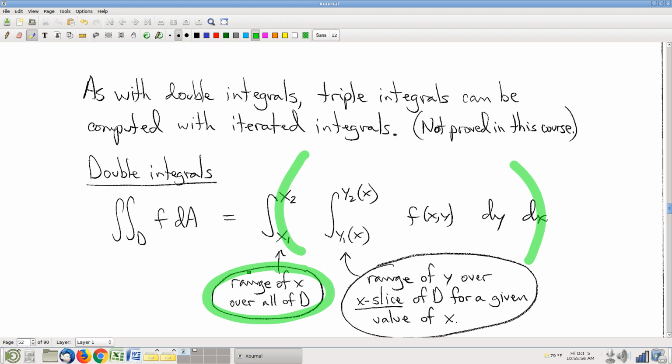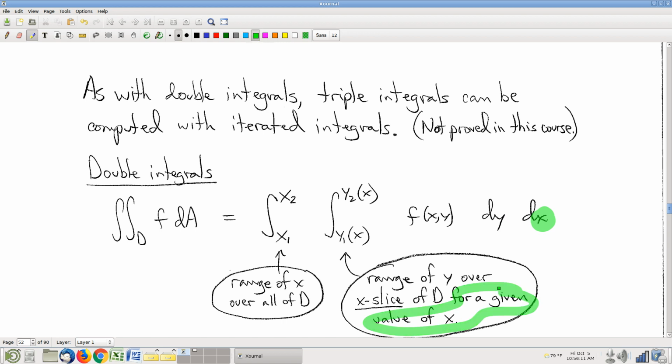On the other hand, for the inside integral, we don't look over the entire domain. We fix a single value of that outside variable. We fix a value of x. And then, for that given value of x, and only on that x slice, you look at the range of values of y. So y1 depends on x, y2 depends on x.